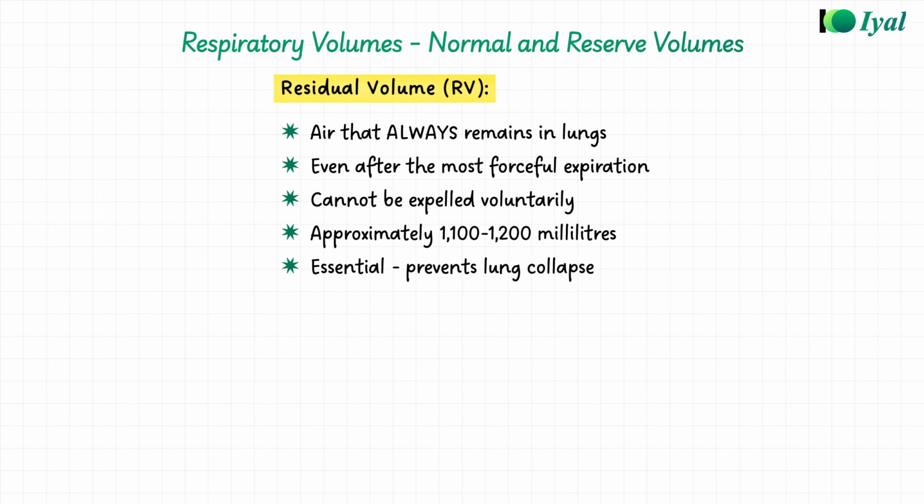Now, very important, residual volume or RV. This is the volume of air that remains in your lungs even after the most forceful expiration. No matter how hard you try to push air out, you cannot push out this volume. Why? Because the airways are not completely collapsed. Some air always remains trapped inside the alveoli. For a healthy person, this is approximately 1,100 to 1,200 milliliters.